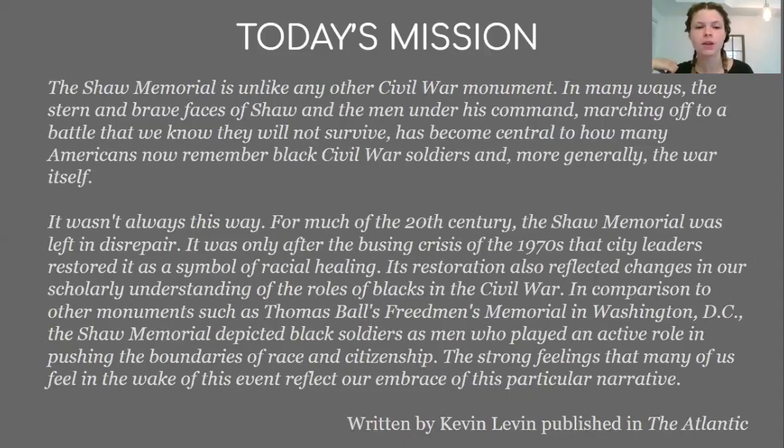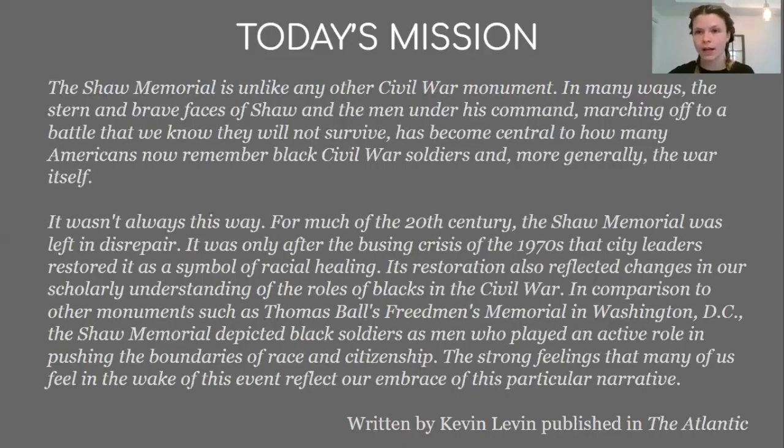In comparison to other monuments, such as Thomas Ball's Freedmen's Memorial in Washington, D.C., the Shaw Memorial depicted Black soldiers as men who played an active role in pushing the boundaries of race and citizenship. The strong feelings that many of us feel in the wake of this event reflect our embrace of this particular narrative.